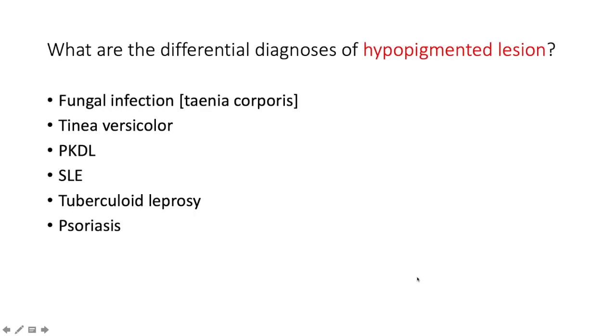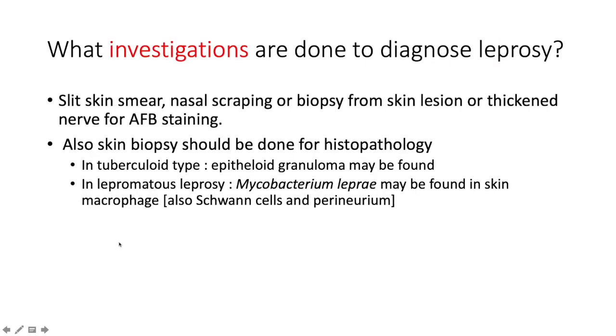What's the differential diagnosis of a hypopigmented lesion? Okay, so fungal infection is probably one of the most common. You think about tinea corporis involving the whole body, tinea versicolor, or some people call it pityriasis versicolor, which is caused by Malassezia furfur. It's one of the fungal organisms. Post-kala-azar dermal leishmaniasis, PKDL, systemic lupus erythematosus, tuberculoid leprosy, and of course psoriasis. All of those can give you hypopigmented lesions.